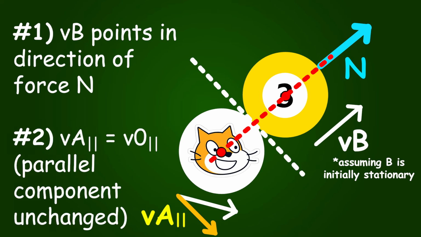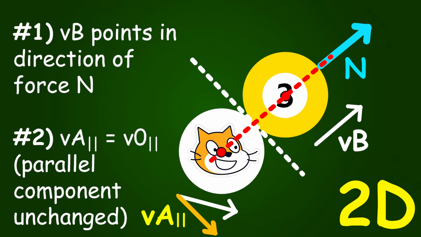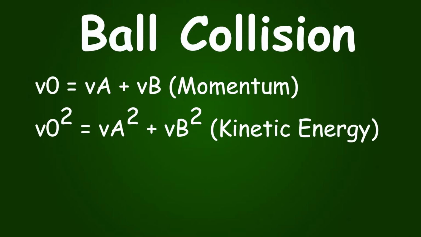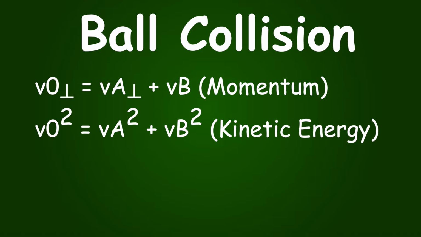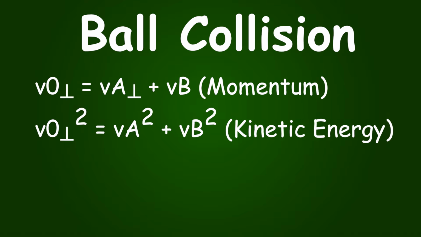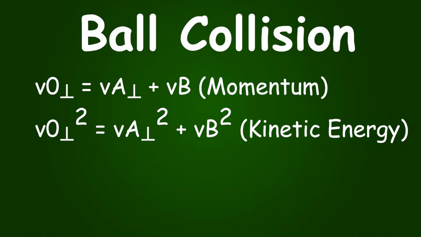That observation does a lot for us, because we're essentially transforming our initial 2D problem into a 1D problem. Remember those two equations we derived earlier? All we need to do is solve for the perpendicular component of the velocities such that it satisfies those two. In other words, v0 perpendicular equals va perpendicular plus vb, and v0 perpendicular squared equals va perpendicular squared plus vb squared. To save time, here's what it culminates to.